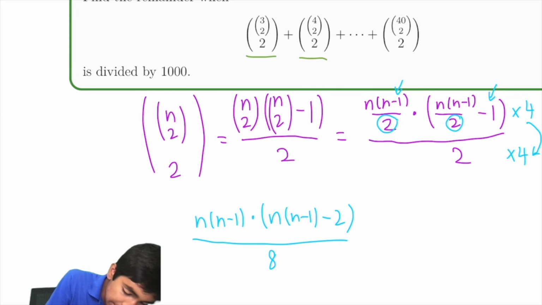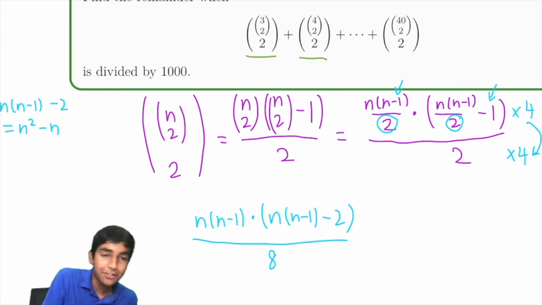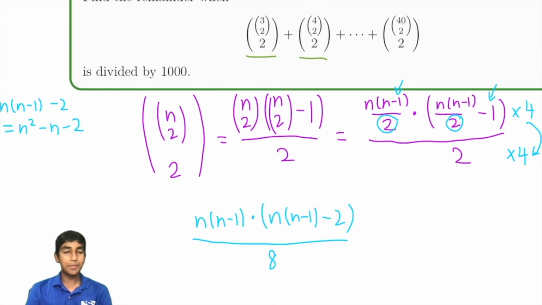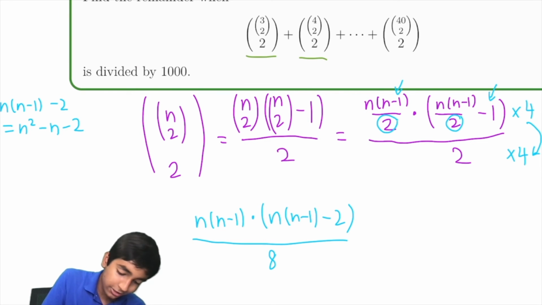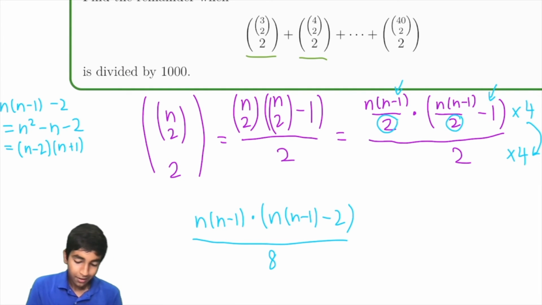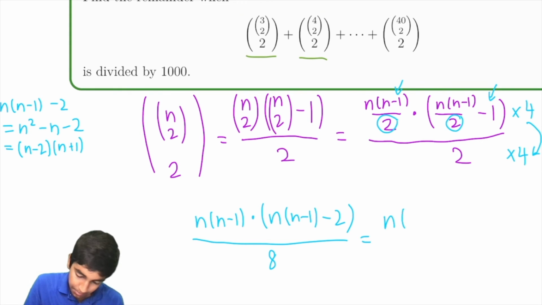And notice that n times n minus 1 minus 2 is just n squared minus n minus 2. This seems like an oddly factorable quadratic, and it turns out it's factorable: n minus 2 times n plus 1. Okay, that seems a lot easier to work with. We've got n times n minus 1 times n minus 2 times n plus 1.